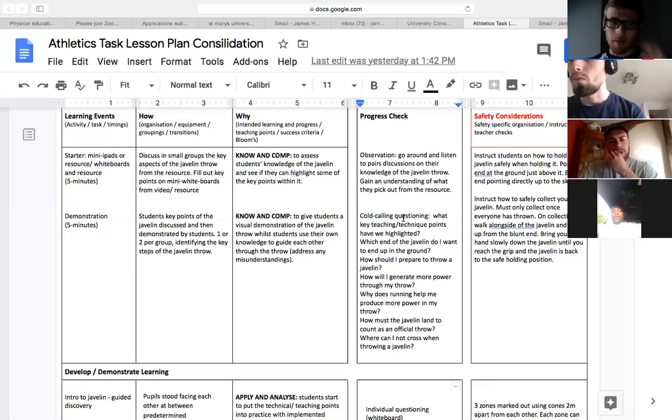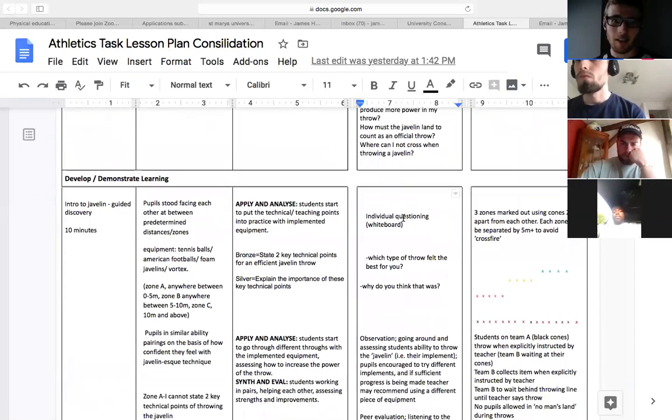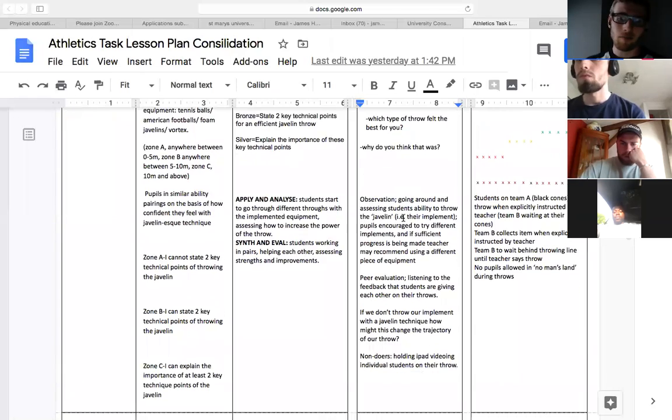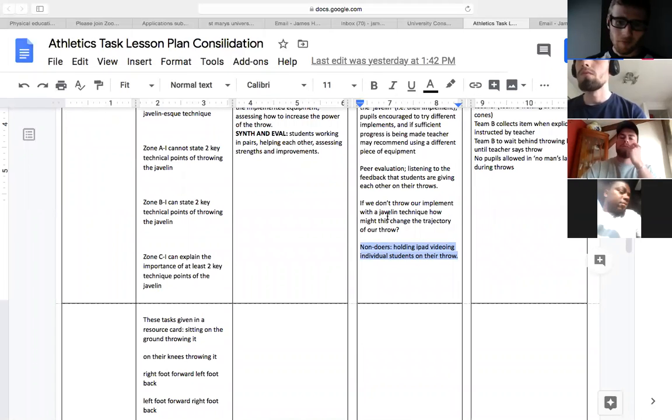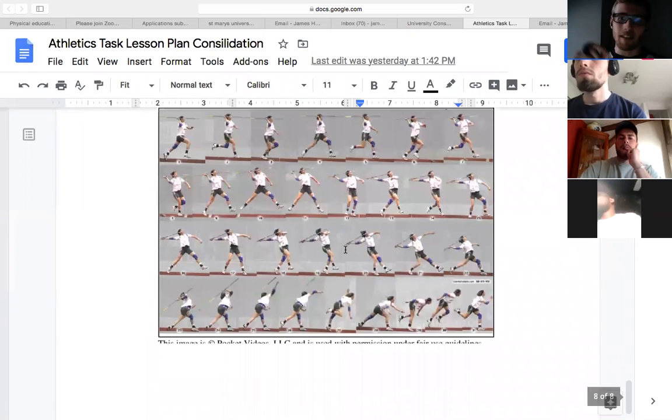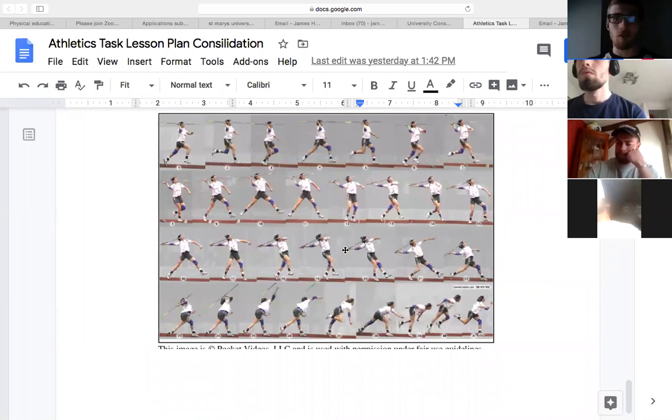So one of the things we should have mentioned. James, if you just scroll down on the lesson plan. Obviously we plan to have iPads in an ideal world. However, if we didn't have iPads, then we'd have a resource which would highlight the key points in the javelin throw. Now, we might use a more simple resource than this. We might have even taken pictures of a teacher throwing the javelin and showing some key errors.